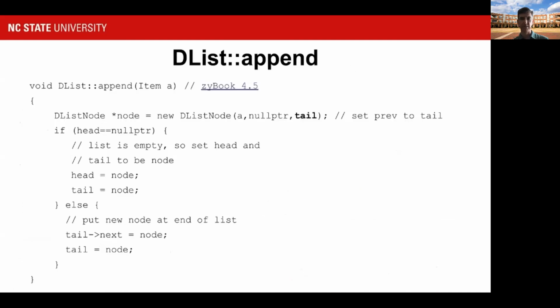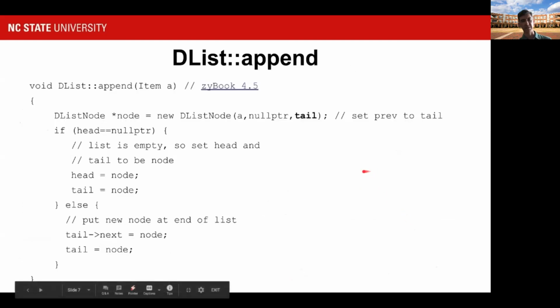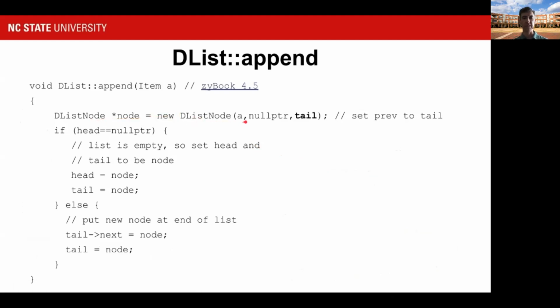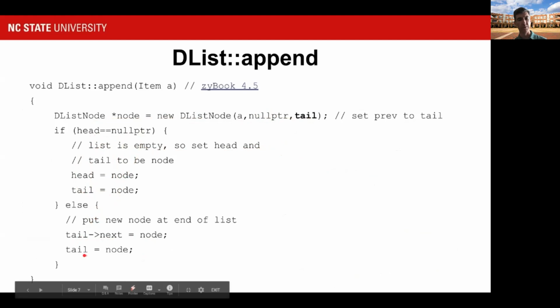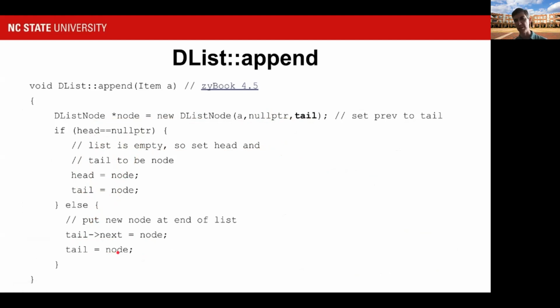So that leads me to code that looks like this. At the very top, I say new dlist node. I initialize next to null and previous to tail. Then if the head is null, I just need to set head and tail both equal to that node, because that means there's nothing in the list. But if head is not null, that means I have something in the list, and so we set tail next equal to node and tail equal to node. That completes the addition to our doubly linked list.